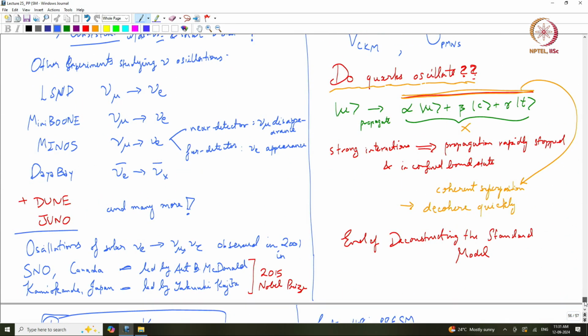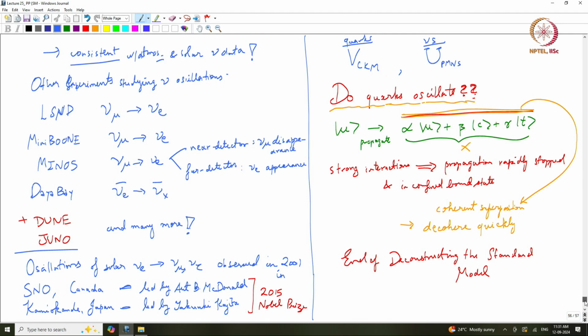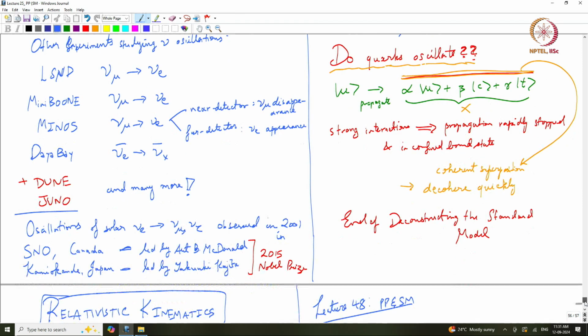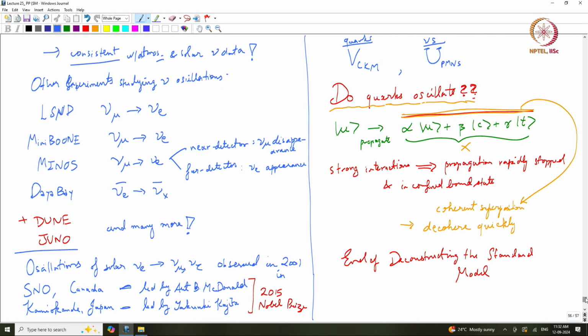Then we looked at the names of some of the other experiments that do all sorts of neutrino oscillations. We talked a bit about the anomalies that they are seeing and why this is an exciting field, and finally we thought a bit about whether quarks actually oscillate or not. The short answer is no, because they immediately decohere by interacting with the environment. Any coherent superposition that you can write down of the flavor eigenstates would immediately decohere upon propagation. Why? Because we are after all dealing with the strong interactions. So you have to first of all put them in confined bound states, and they get rapidly stopped in the medium.